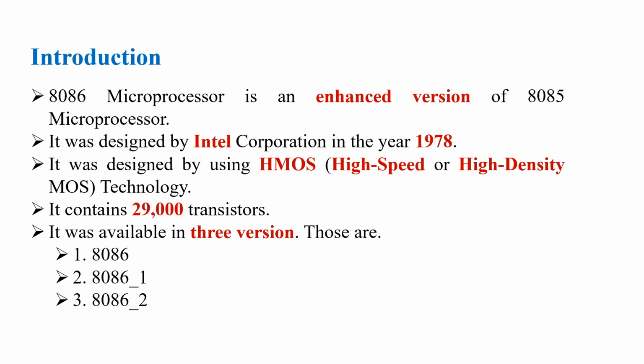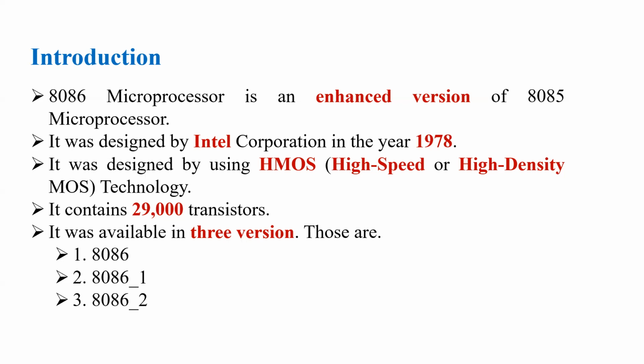The second thing is, this 8086 processor was designed using HMOS technology, that means high speed or high density MOS technology. But the 8085, an 8-bit processor, was designed using NMOS technology. The number of transistors incorporated in the 8086 processor was 29,000, and it was available in 3 different versions with different clock frequencies.